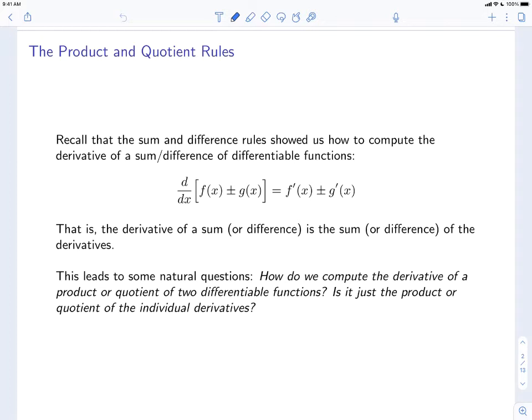So this leads to some natural questions. How do we compute the derivatives of a product, or quotient, of two differentiable functions? Is it just the product or quotient of the individual derivatives? And the answer to that second question is a resounding no.